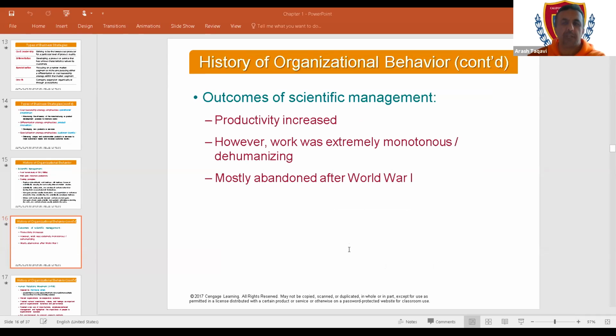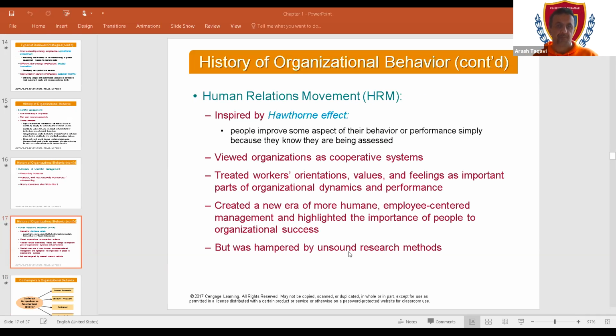What are the outcomes of scientific management? Productivity increased. However, work was extremely monotonous, dehumanizing, and mostly abandoned after World War I. The Human Relations Movement, or HRM, was inspired by the Hawthorne effect. I call this the Hawthorne effect: people improve some aspect of their behavior or performance simply because they know they are being assessed. It is very important.